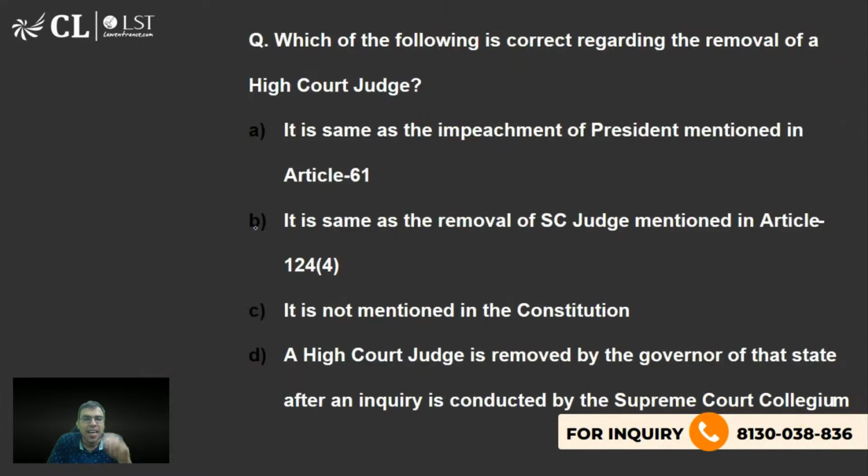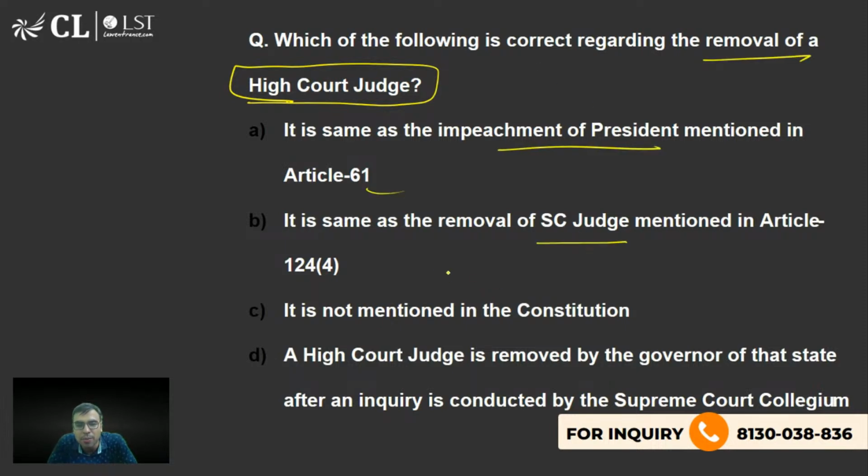Yes. Now let's talk about the removal of a High Court judge. First answer it, then we will discuss the removal of a Supreme Court judge. Option A: it is the same as the impeachment of the president under Article 61. Option B: it is the same as the removal of a Supreme Court judge under Article 124 clause 4. Option C: it is not mentioned in the Constitution. Or option D: a High Court judge is removed by the governor of that state by an inquiry conducted by the Supreme Court Collegium. What is the right answer? And I've told you it is mentioned in Article 217.